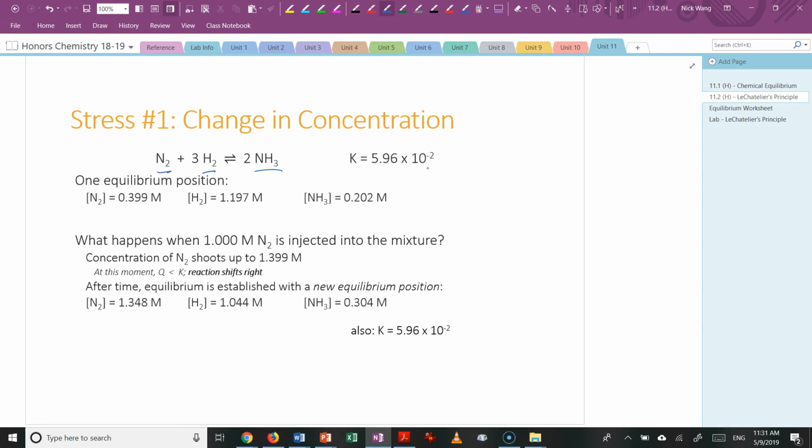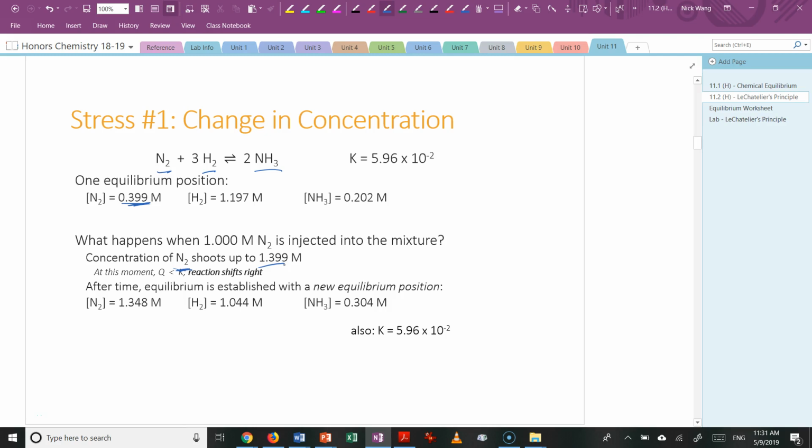If you were to just inject a bunch of N2, so enough N2 so that it equates to 1 molar of N2 just added in there, what happens? Well, at that moment, the concentration of N2 shoots up to now 1.399, because it started off at 0.399 at equilibrium. You throw in an extra 1 molar, it's going to go up to 1.399. Now, at that moment, Q will be less than K.